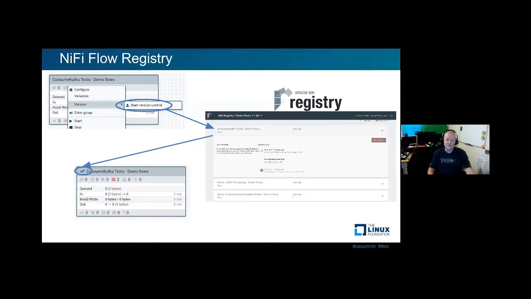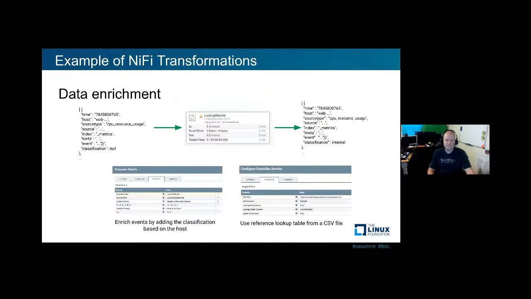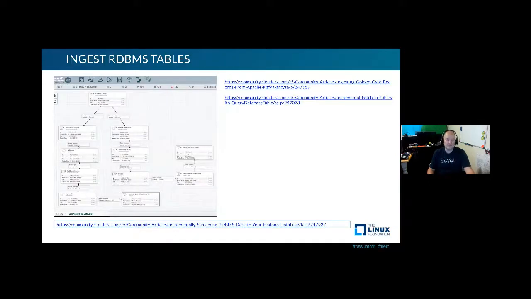We mentioned version control. It's about as easy to connect as you can imagine. We talked about data enrichment and transformation. Those lookup records make it really easy. It can be as simple as looking up via a file, or we showed some of them before with Kudu or databases. Ingesting databases and putting them into multiple data stores is as simple as a handful of steps. I've included some articles there.